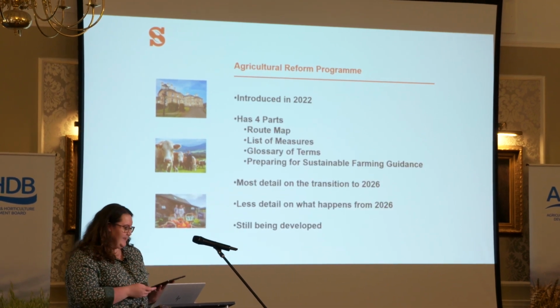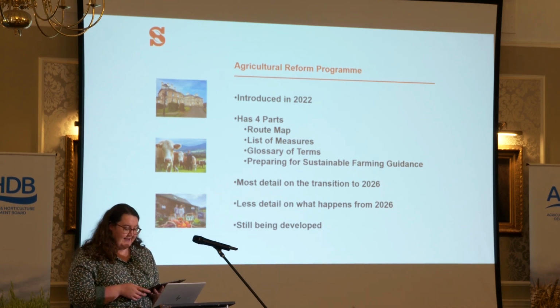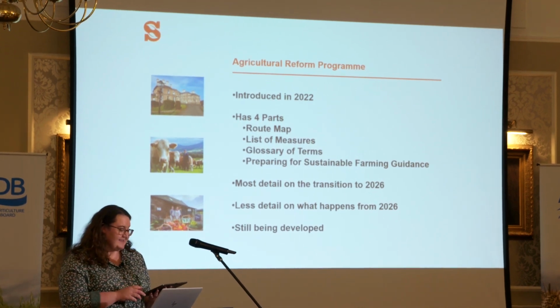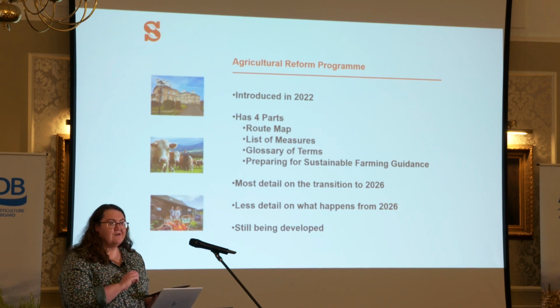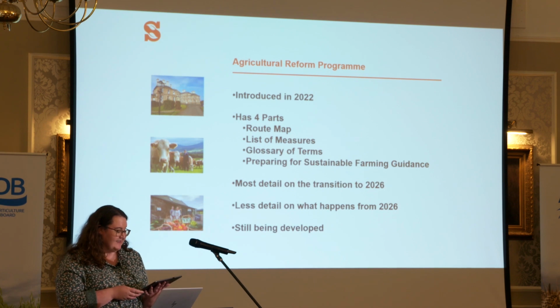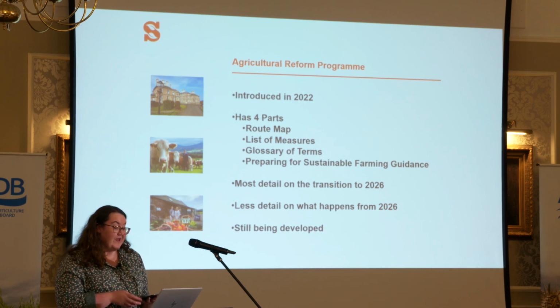So straight into it. The agricultural reform programme I expect you will have all heard of. It was introduced in 2022. It followed a series of government consultations and is in 4 parts. So we have the route map, which provides a bit of detail on when current schemes will change and roughly how they may start to change. As we get to this replacement scheme, it's not very detailed. Then we have a list of measures.